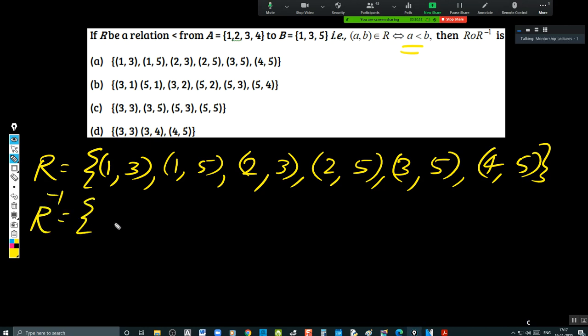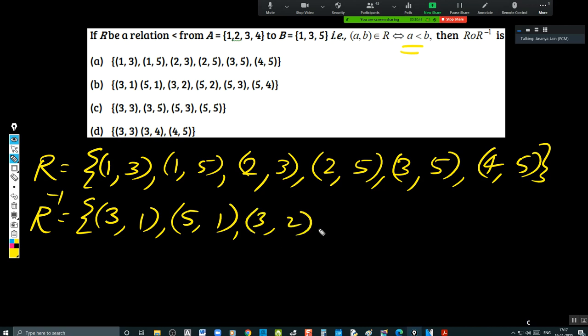Now write R inverse, please. (3,1), (5,1), (3,2), (5,2), (5,3), (5,4).